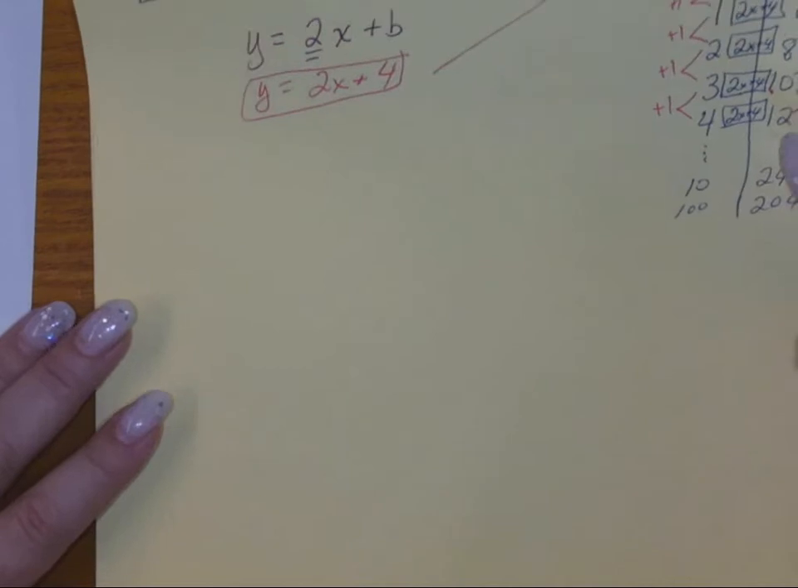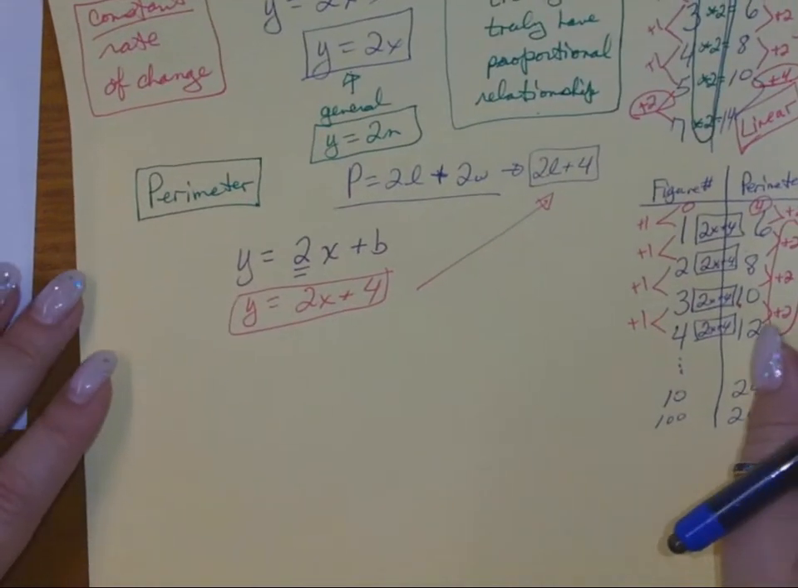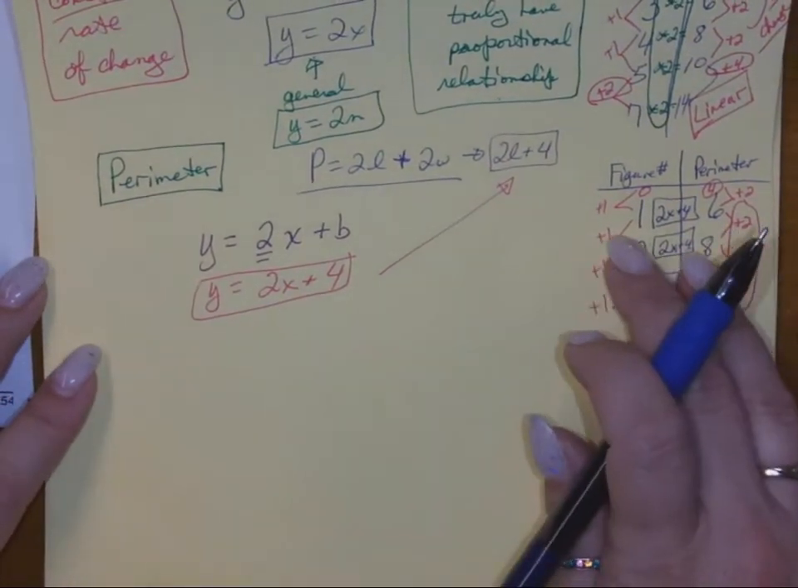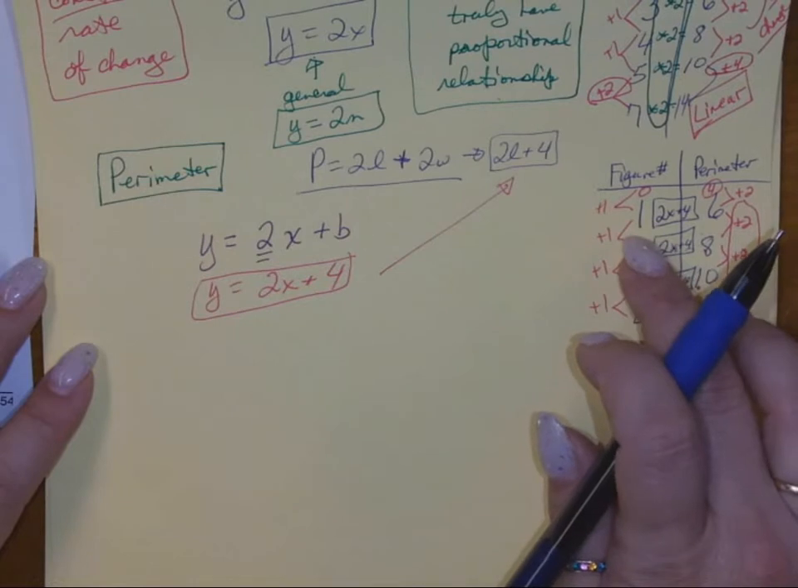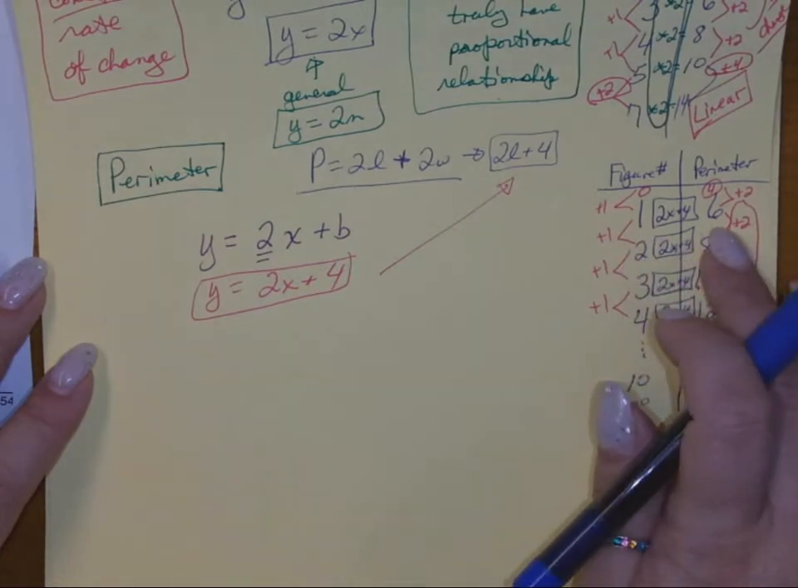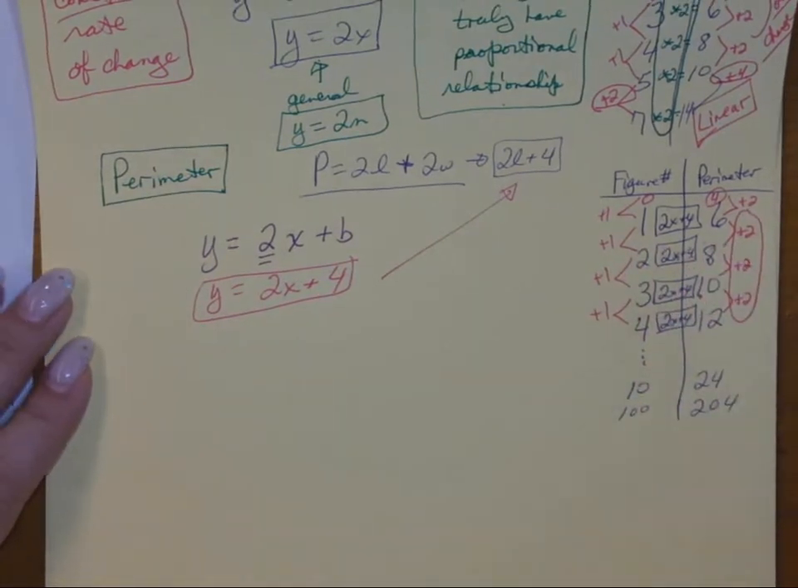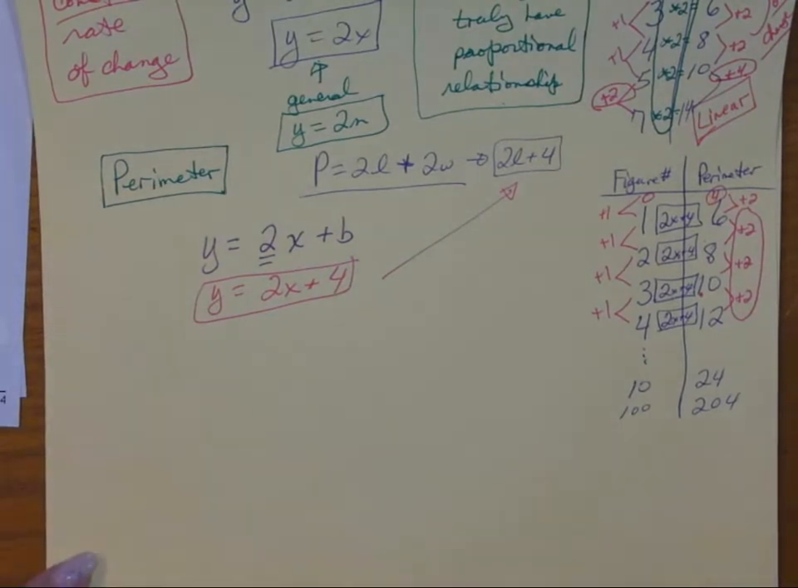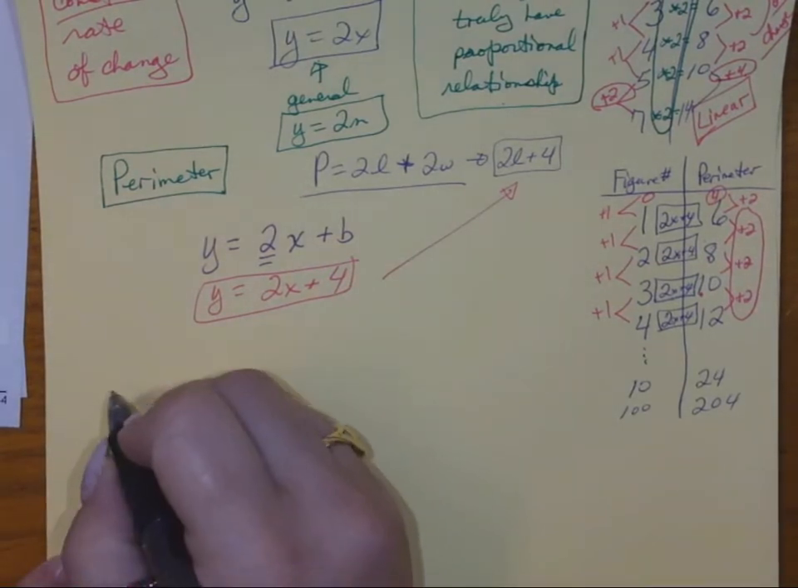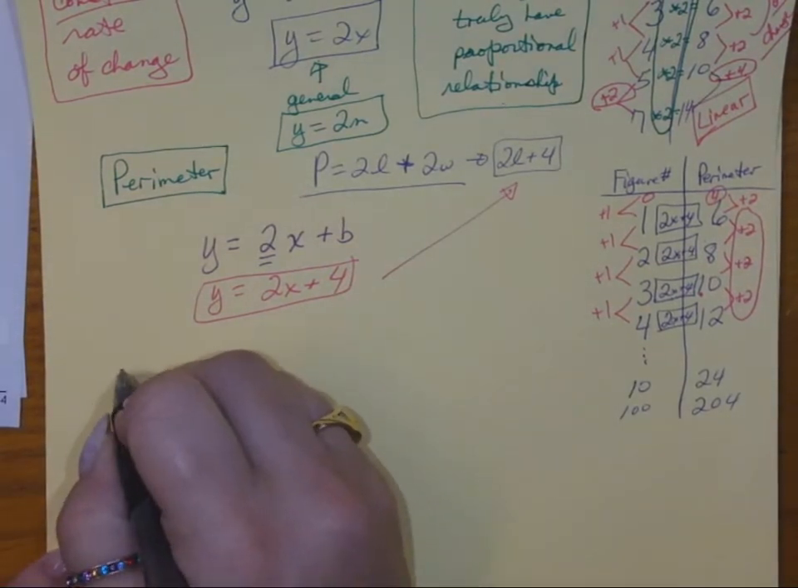We can see it. It's just like they dumped out the first guy. We just don't have the figure number 1 that had 6 as the perimeter. So let's take a look at that and what that would look like for this particular pattern. So this is a different problem.